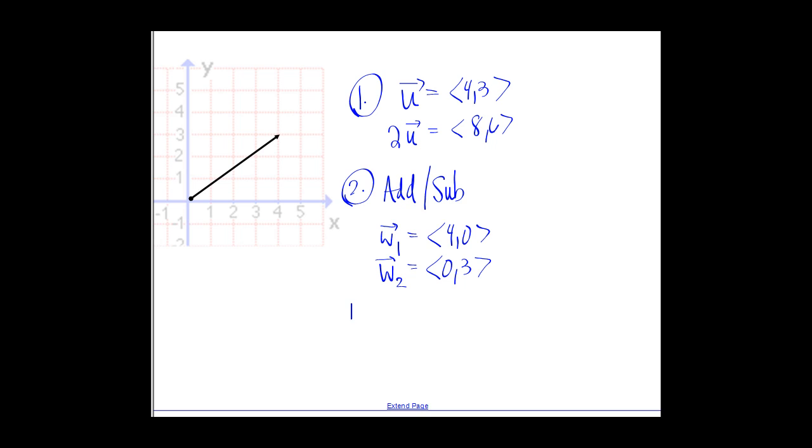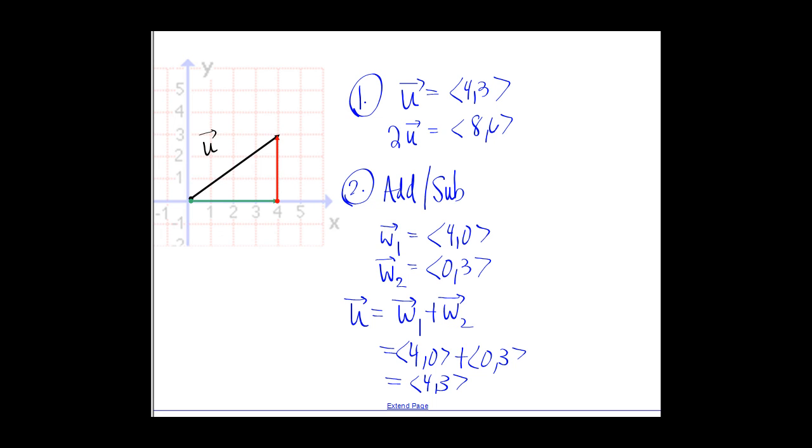and w sub 2 as 0, 3, you can say that the resultant vector u is equal to w sub 1 plus w sub 2, or algebraically, 4, 0 plus 0, 3 comes out to 4, 3. And of course we can see this graphically. Here's w sub 1, 4, 0. Here's w sub 2, 0, 3. So if we go tip to tail, moving vector w sub 2, we see that vector u is the resultant vector of w sub 1 plus w sub 2.